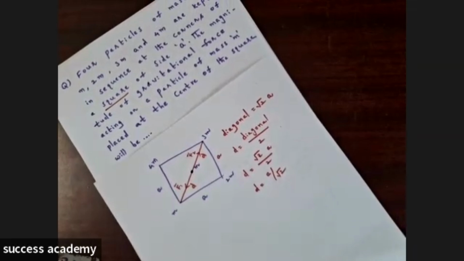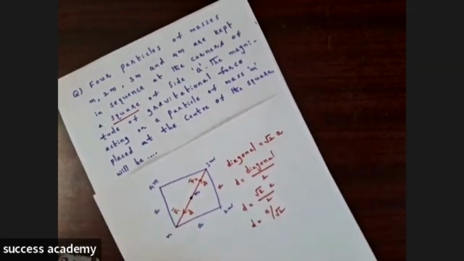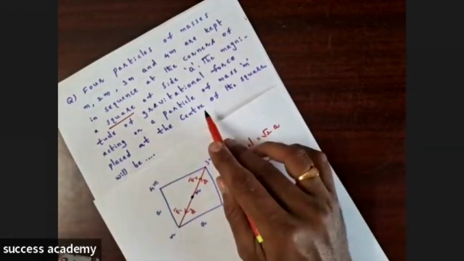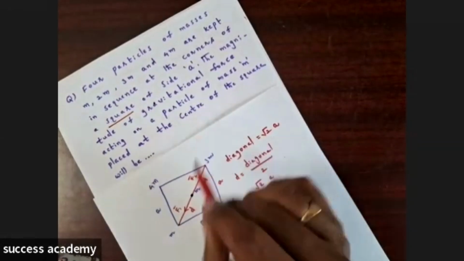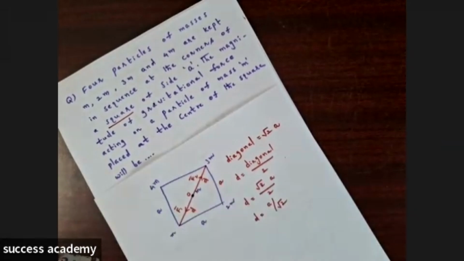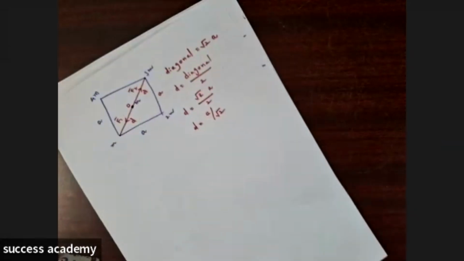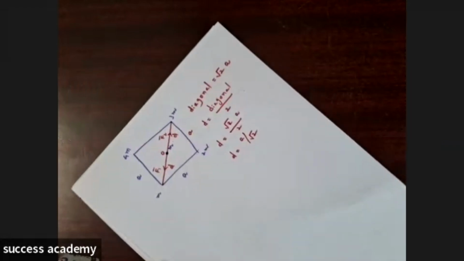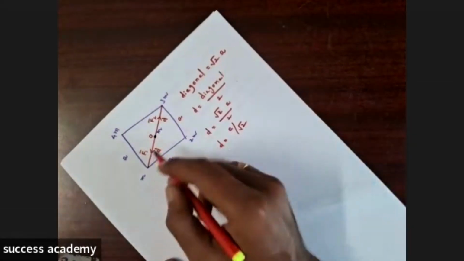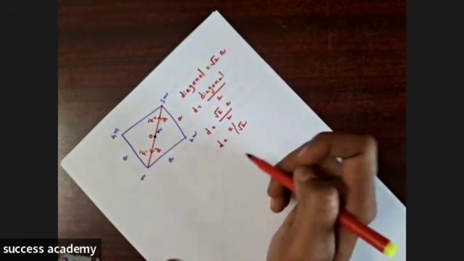Now, what we need to calculate is the net gravitational force at the center. The center is nothing but here, I am taking it as O. At the center, I need to calculate the net gravitational force. So for that purpose, here I am taking d as a by root 2, from center to corner.